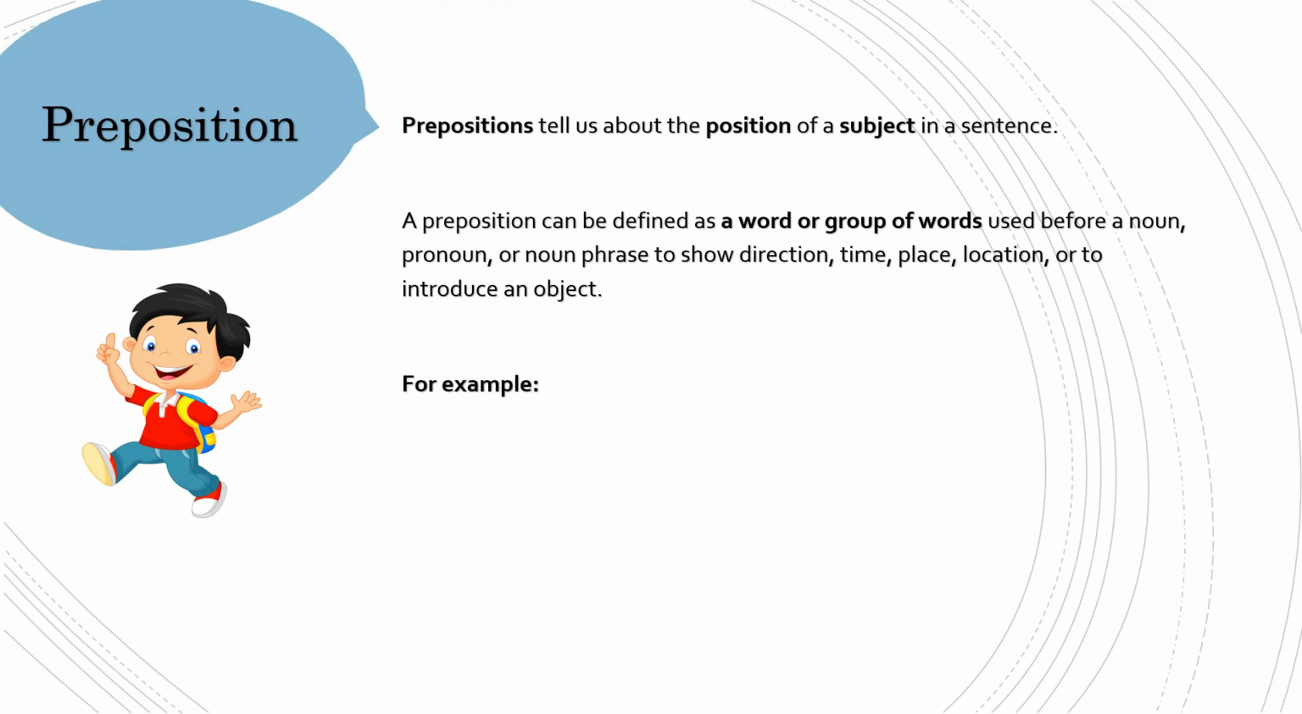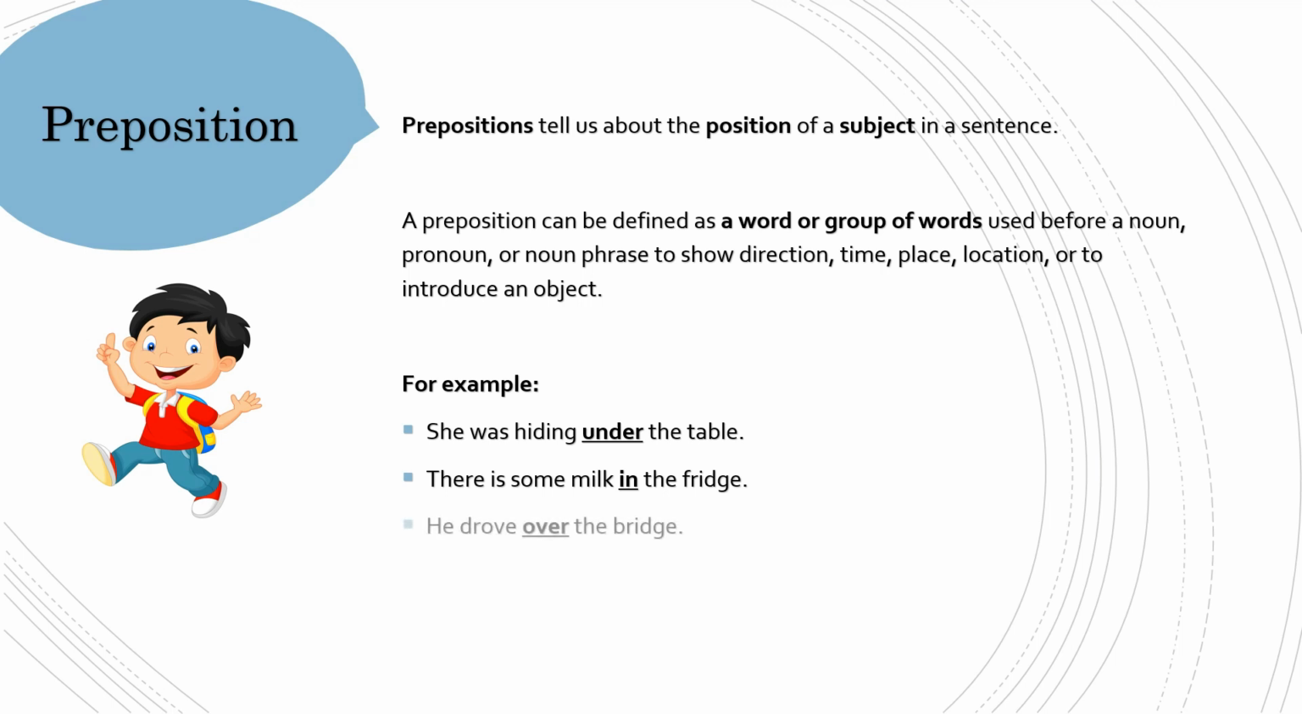For example, she was hiding under the table. There is some milk in the fridge. He drove over the bridge. He eats lunch at noon. The sun is above the clouds.